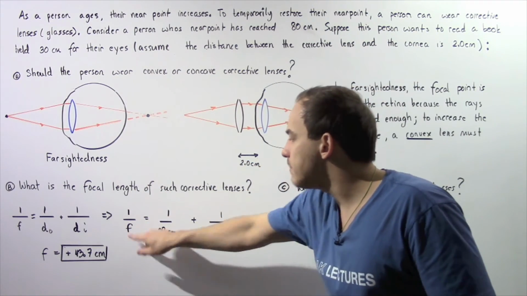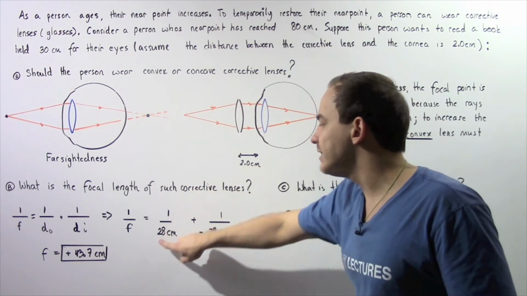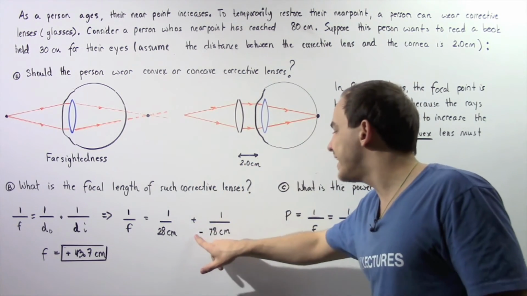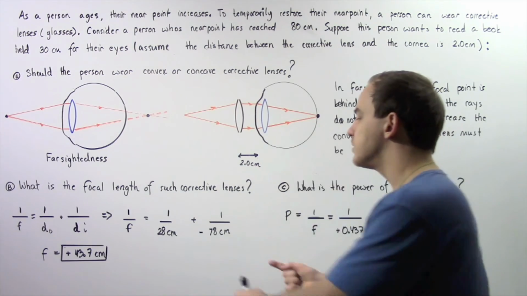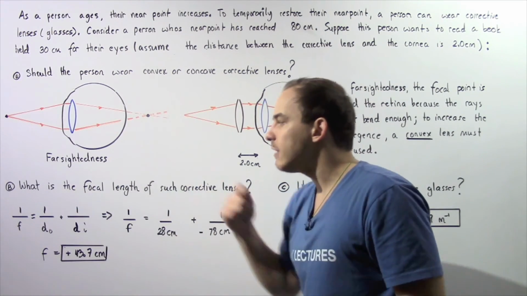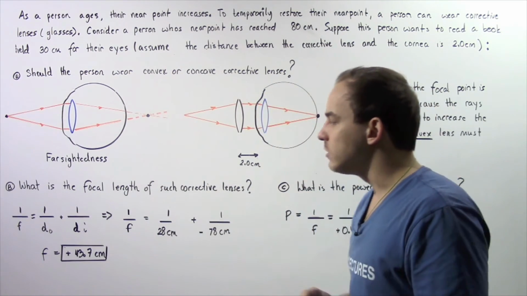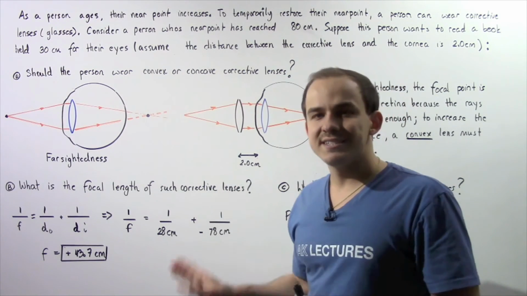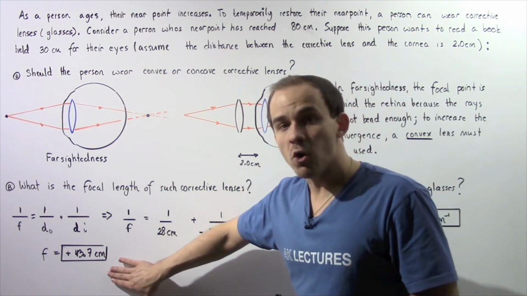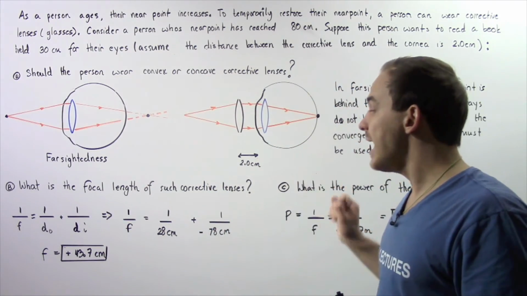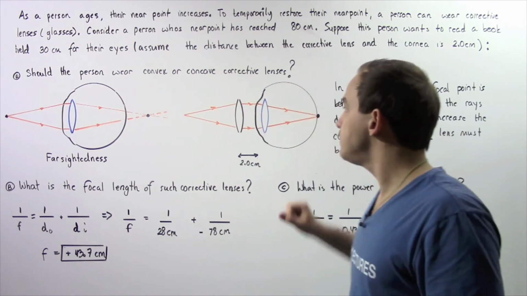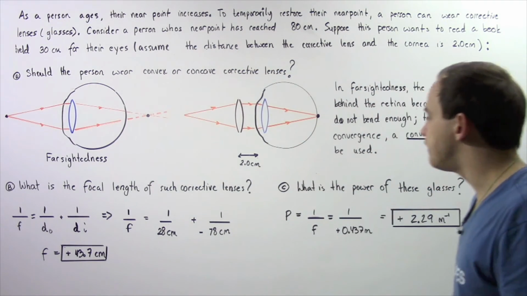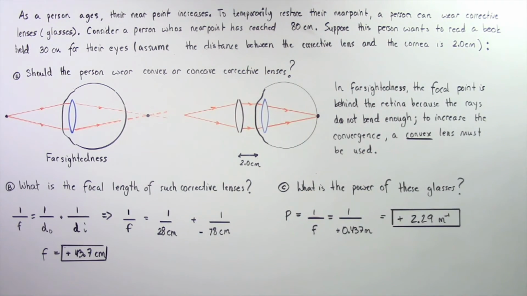So 1 divided by the focal length is equal to 1 divided by 28 centimeters plus 1 divided by negative 78 centimeters. We add and solve for the focal length, and the focal length is equal to positive 43.7 centimeters. So this is the focal length of our lens, and it's positive, so that means it's in fact a convex or converging lens. And finally, let's move on to part C.